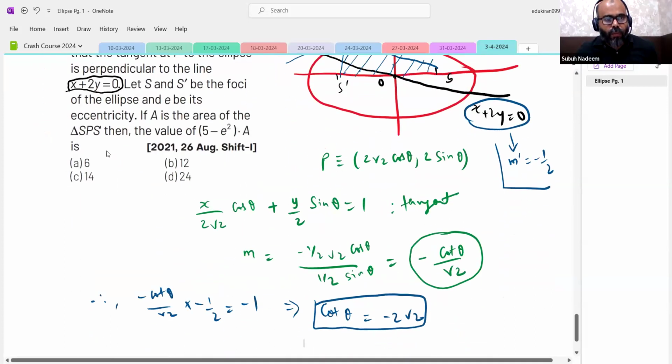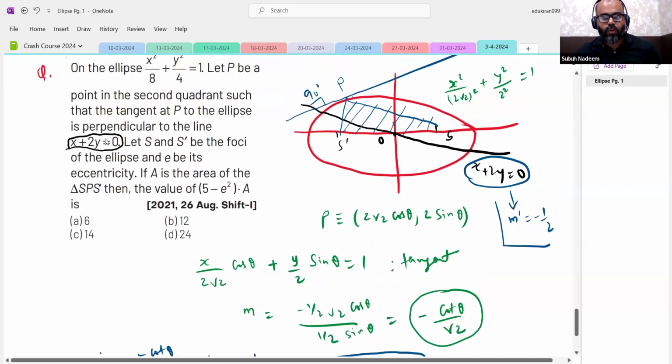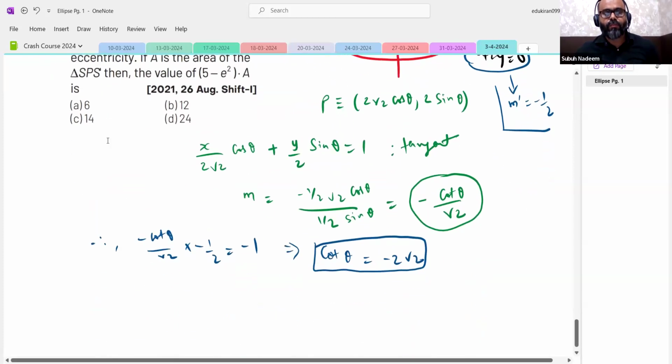x by 2 root 2 cos theta, y by 2 sin theta equal to 1 minus 1 by 2 root 2 cos theta minus cot theta by root 2. That is fine. This is minus 1 by 2 is equal to minus 1. No, it is fine. Cot theta is coming out to be minus 2 root 2. Okay, just write this down. It is fine, correct.